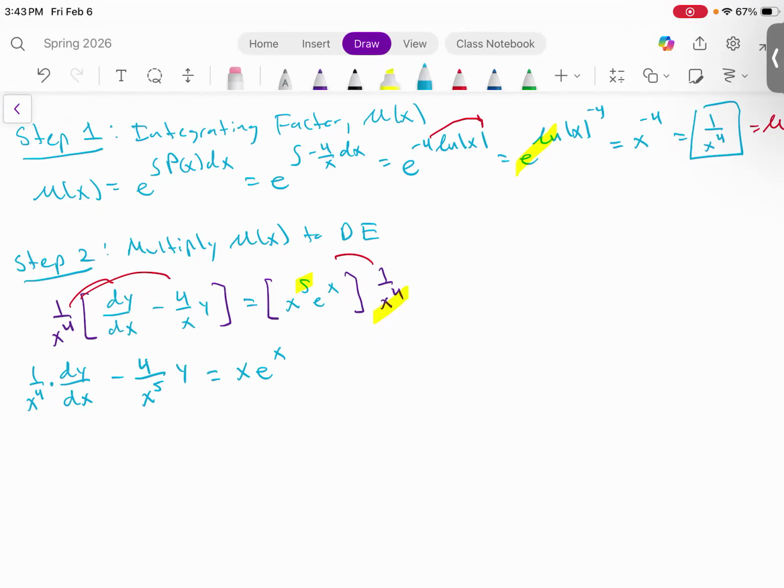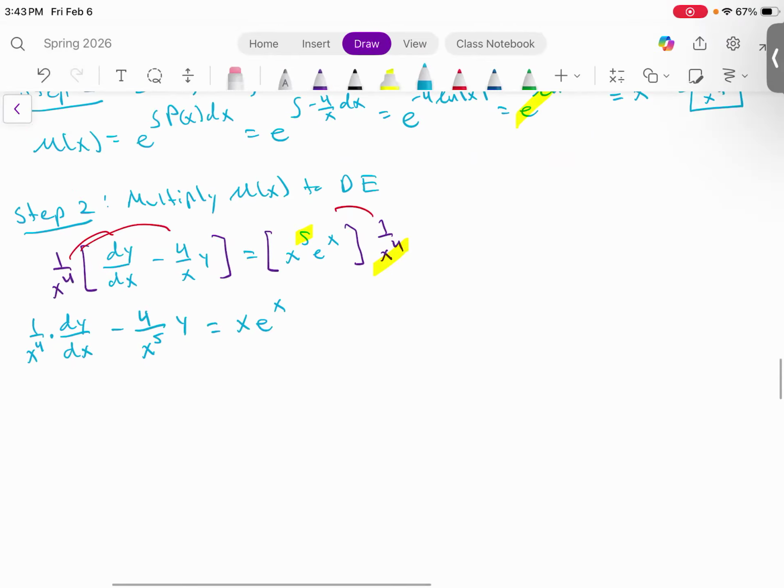Okay, so same thing as the last problem. I want to rearrange this a bit. It doesn't take much rearranging, but I want to rearrange this a bit to show that this is the derivative of some product. So let's rearrange it like this: 1 over x to the fourth times dy over dx plus negative 4 over x to the fifth times y equals x e to the x.